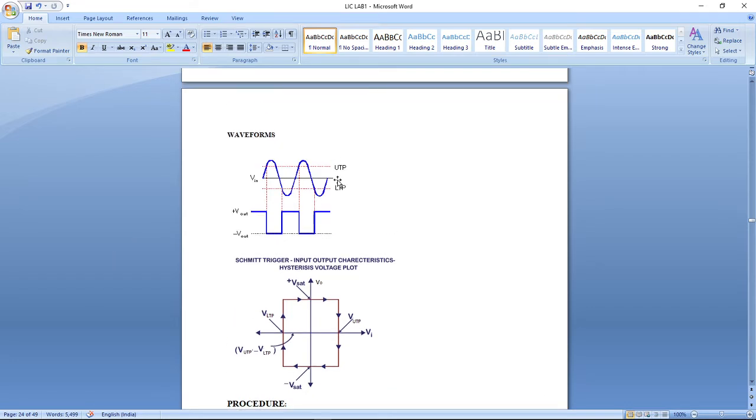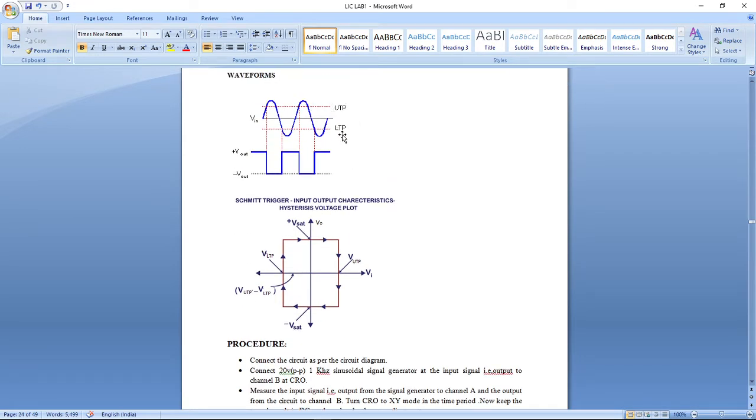Here we can get the V UTP, that means the upper threshold point, and here we can get the lower threshold point. The difference between the upper threshold point and lower threshold point will give the hysteresis voltage. The resulting waveform will be like this, the inner part of this rectangular form along the x-axis. Here we can note that this is the LTP point and this is the UTP point. The difference of these two is this line on the x-axis, UTP minus LTP. This is the hysteresis voltage.